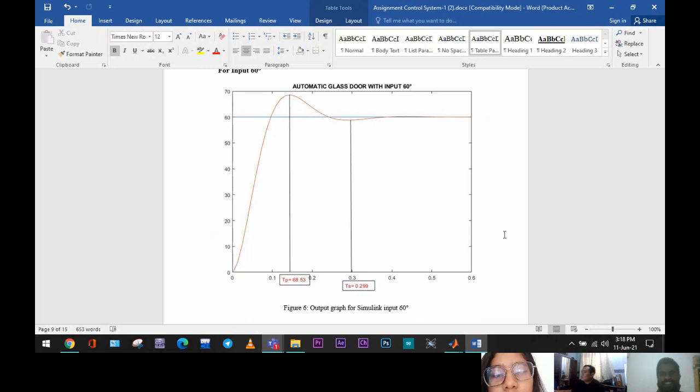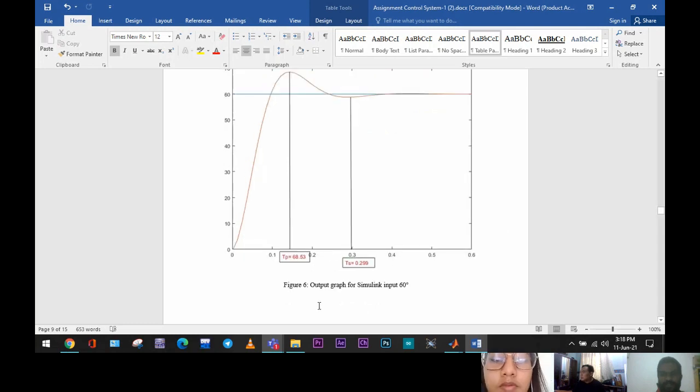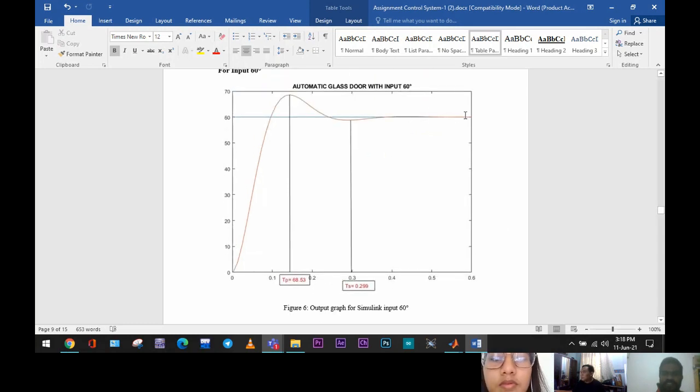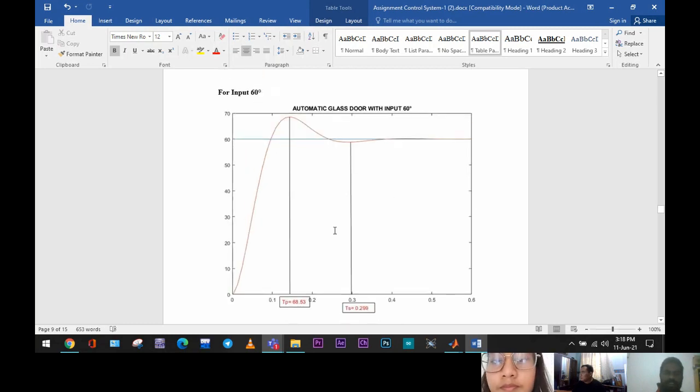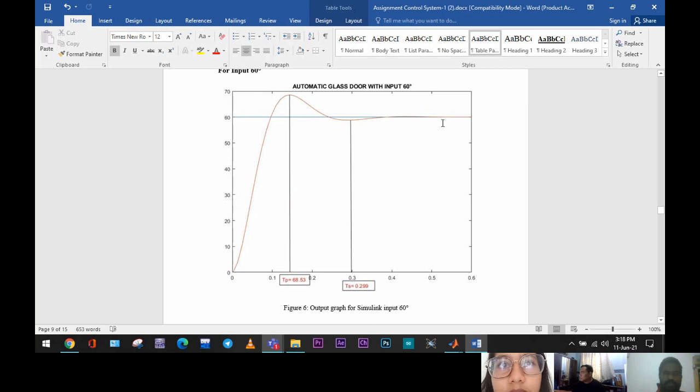Okay, this is the output graph for Simulink at 60 degrees, and we can see the peak value for 60 degrees is 68.53, and the TS value is 0.299. Another one is the time that it has settled. The value we can refer to in the table. We have already found the value for the TR. This is the TP, this is the TS, and TR will be found here, along with the settling time. The final value will be found here.